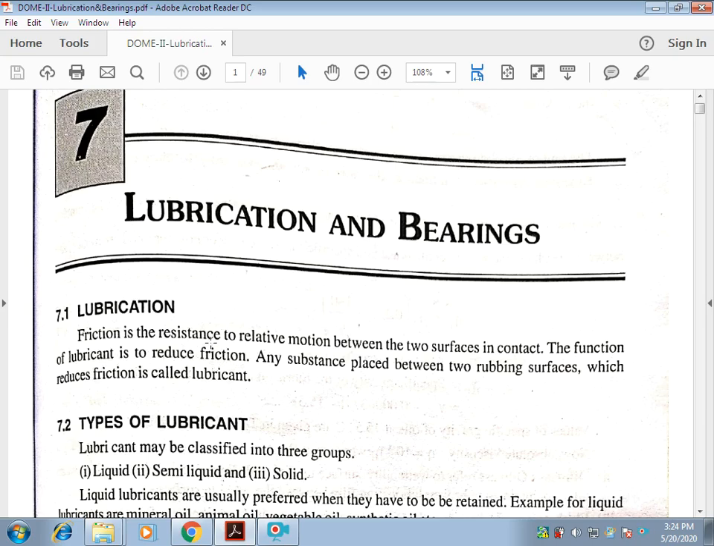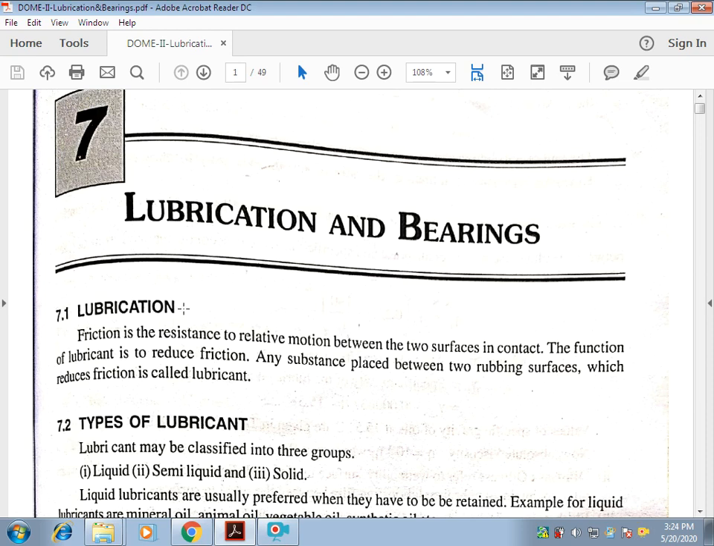Friction occurs because of the motion of the two bodies. To overcome this friction, we are going to use the lubricant. This process we call as lubrication. Lubrication is a process to reduce the friction. Any substance placed between two rubbing surfaces which reduces friction is called a lubricant.